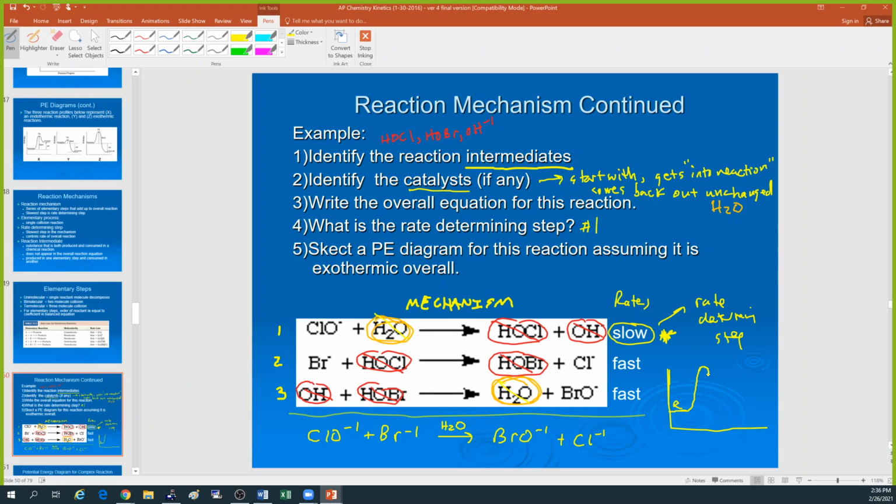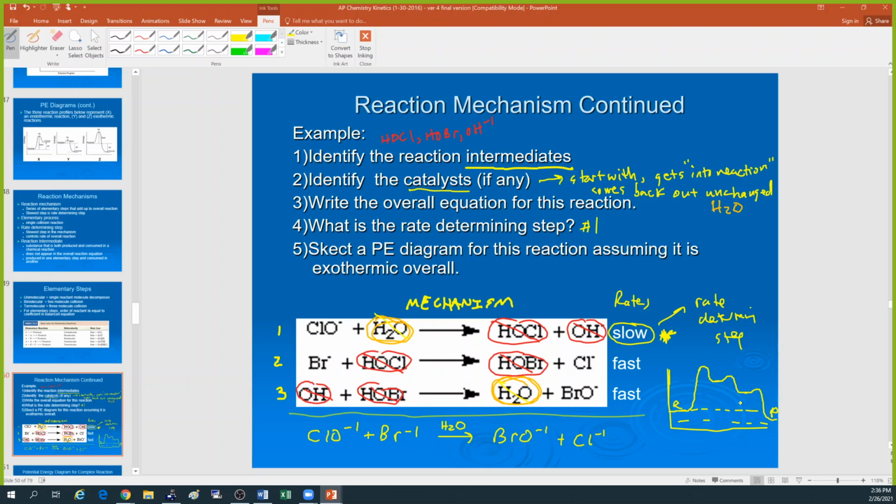So let's say it stops somewhere here, and that's step 1. The second reaction and the third are fast, so they're going to have a lower activation energy. Let's pretend that one's exo. And then the third, again, let's pretend it's exo. And let's put our products down here, and we've just made the assumption that the overall reaction is also exothermic.